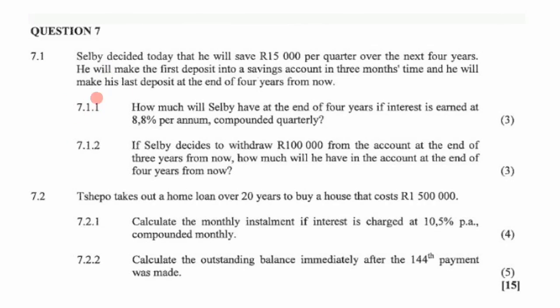Now 7.2 says Tepo takes out a home loan. So this is a loan over 20 years to buy a house that costs 1,500,000. Now 7.2.1 says calculate the monthly installment if interest is charged at 10.5% per annum compounded monthly, right? Compounded monthly. So here we are not told that Tepo pays a deposit, so we assume that he takes out a home loan of this whole amount, 1,500,000.